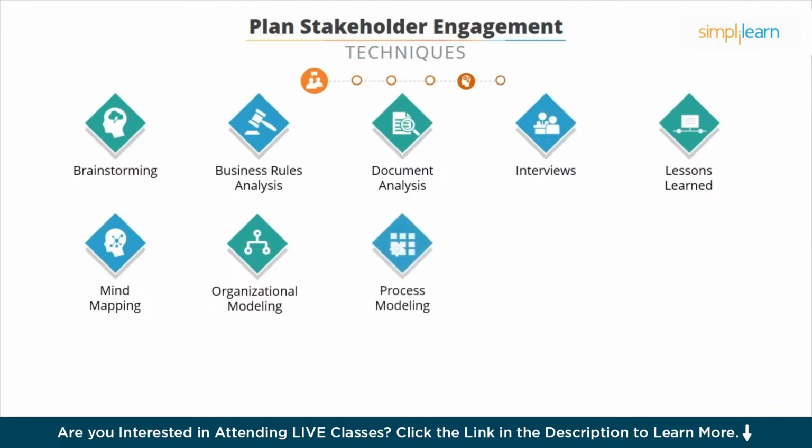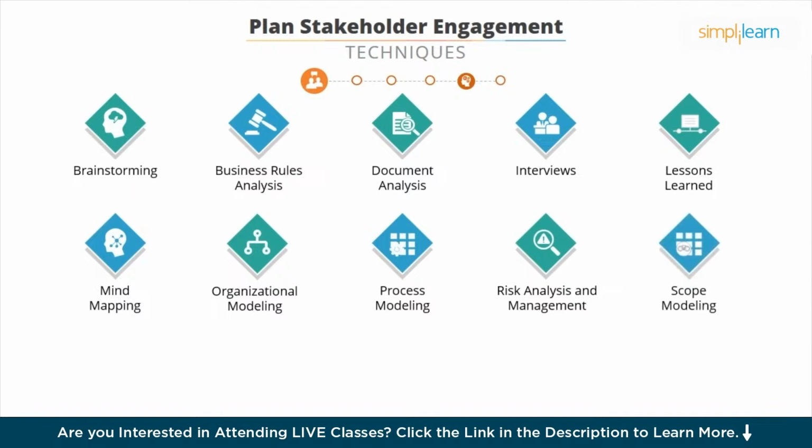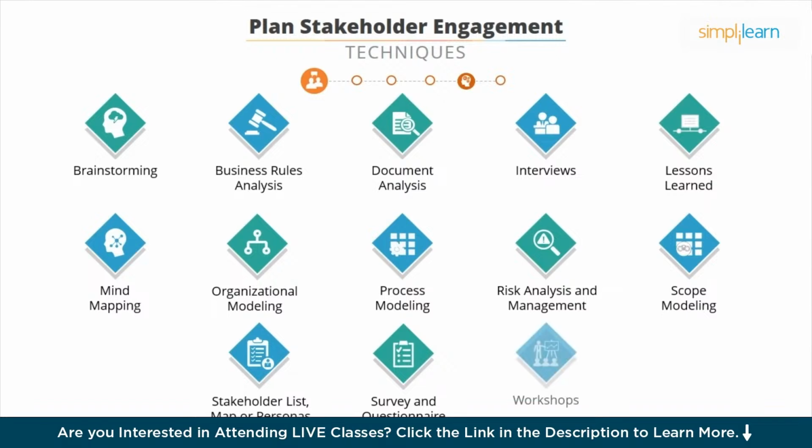The process modeling technique is used to categorize stakeholder by the systems that support their business processes. Risk analysis and management is used to assess the risk to the initiatives because of stakeholder attitude. Scope modeling is to show stakeholder outside the scope of the solution. Stakeholder list, map, or personas are used to depict the relationship of stakeholders. The survey and questionnaire techniques help in identifying common characteristics of stakeholder. Workshops are used to gain more information about the stakeholder.